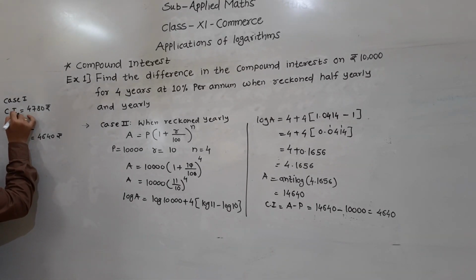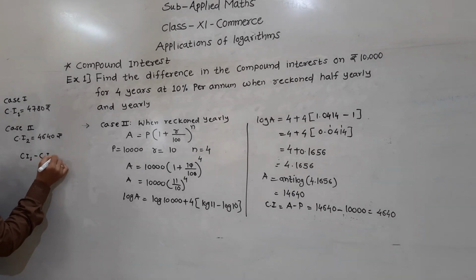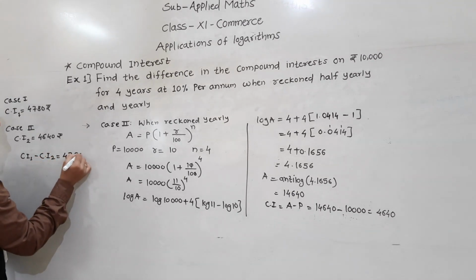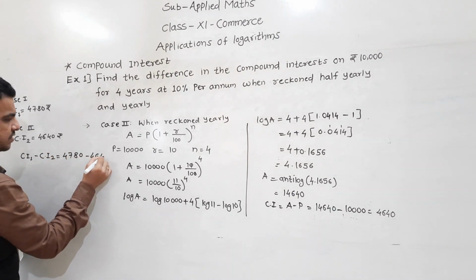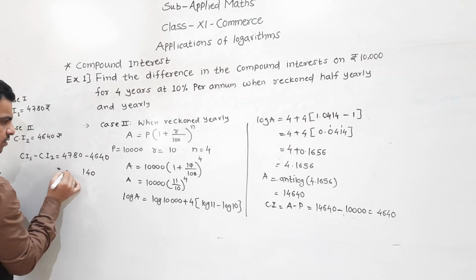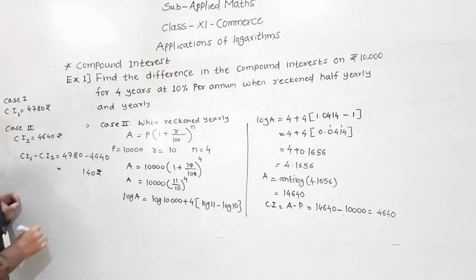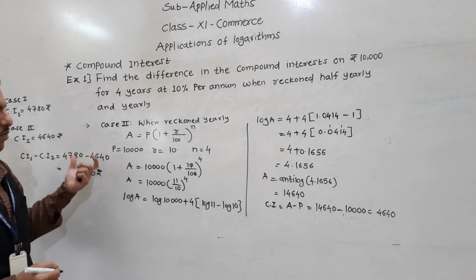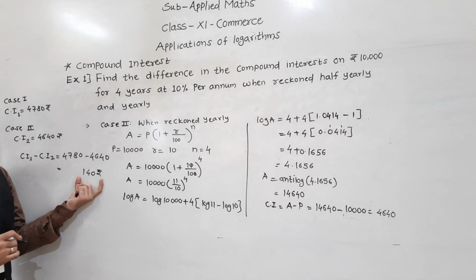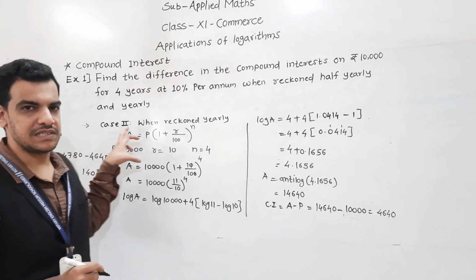Now we have to find the difference between these two compound interests. So I am writing here CI1 and CI2. CI1 minus CI2 is equal to 4,780 minus 4,640. So this is 140 rupees. So the difference between those two compound interests is 140 rupees. Okay, understand this. Now we will take the second example.